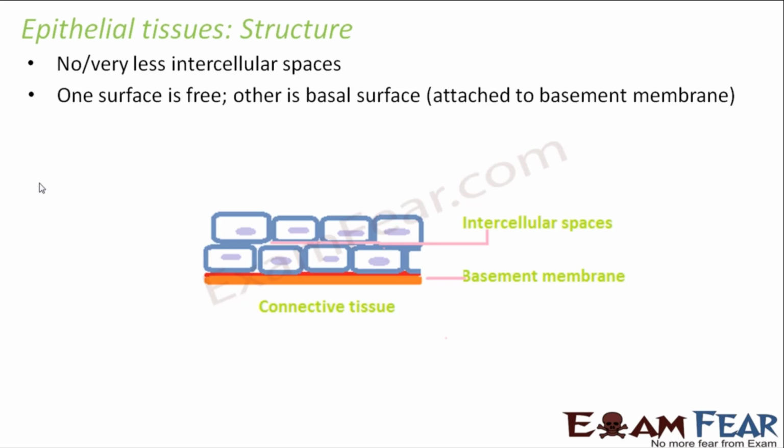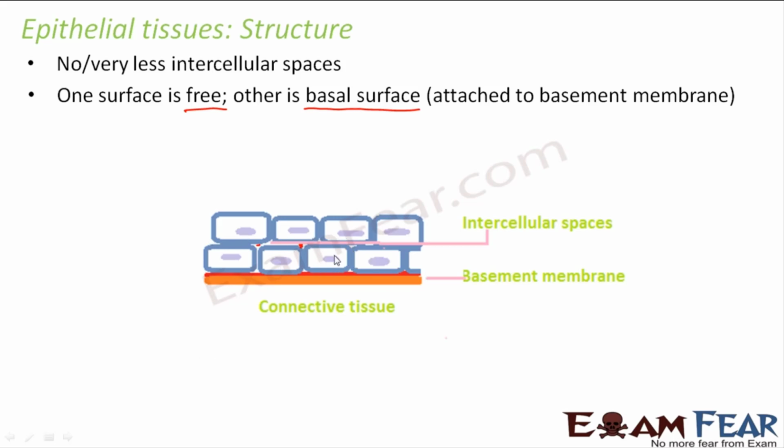So, it has two surfaces. One surface is free. The other surface is the basal surface, which is attached to the basement membrane. So this is the epithelial tissue. These are the cells of the epithelial tissue, and the spaces between the cells are the intercellular spaces. You can see this space, again this space. So these are the intercellular spaces. So these cells are forming the epithelial tissue.